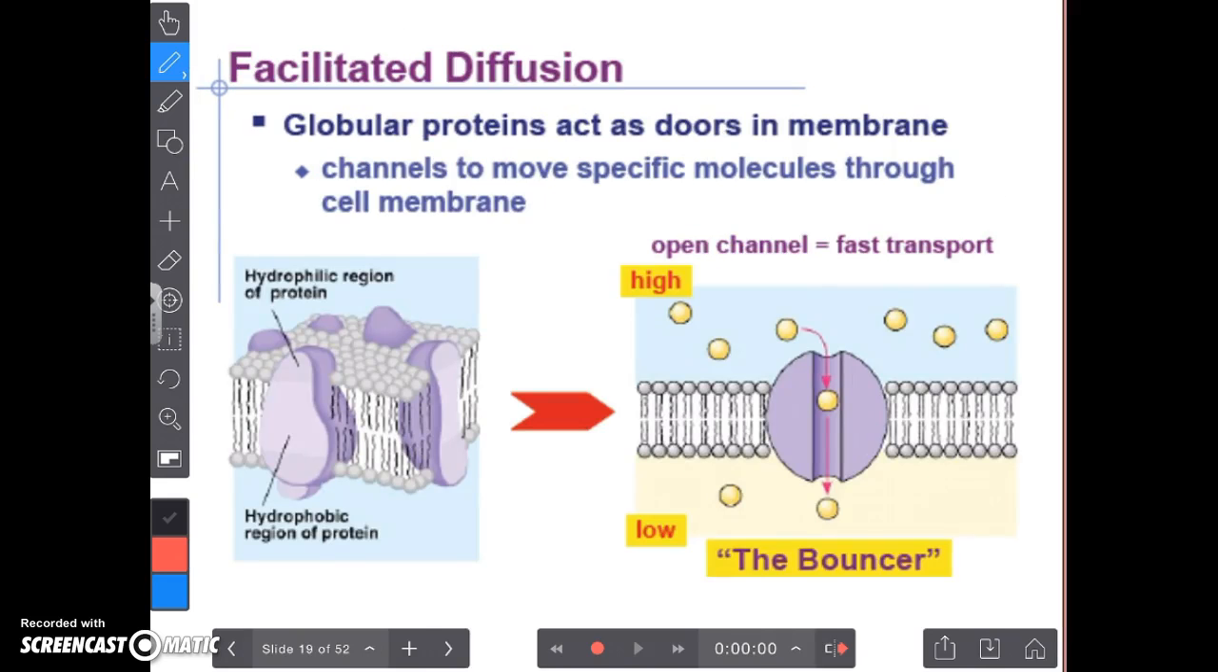Okay, so facilitated diffusion allows this protein to pass materials through. So I have a high concentration up here to where there's low. This is the bouncer. There's enough space in the dance club that you want to go to. You don't have to pay the extra money because there's a lot of people outside, few people inside. So we want to get more people into the club.